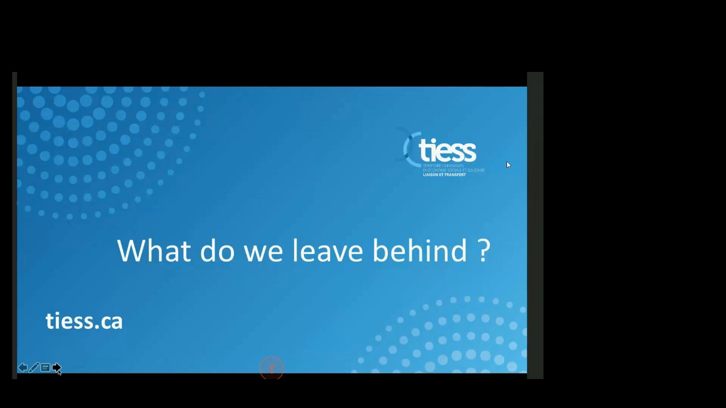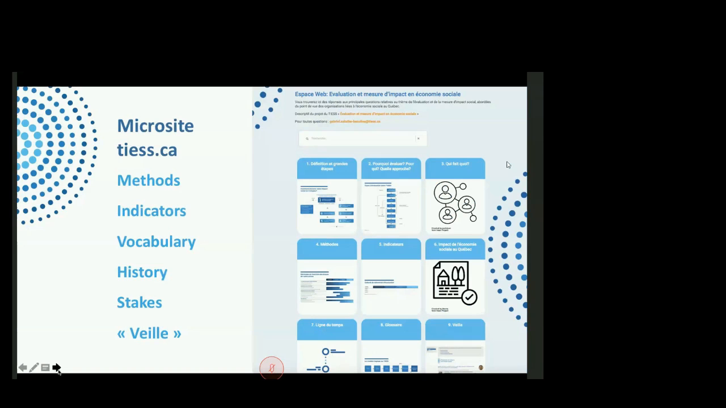Now, after 3 years, what do we leave behind? Mainly, it's these knowledge syntheses that we try to cater to the needs of practitioners, and also academia. A lot of professors took part in the project, and also didn't take part, but are using these concepts. So you find on these microsites a lot of stuff on methods and indicators, on the vocabulary that's being used in the domain, on the history of evaluation of social impact measurement. I'll come back to the VAE in a moment.